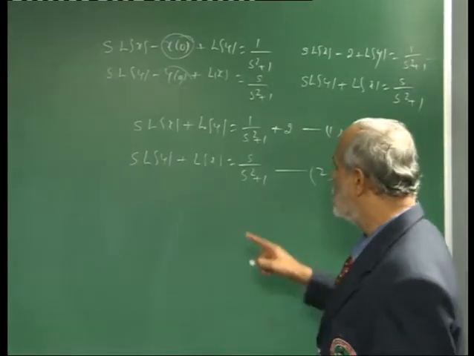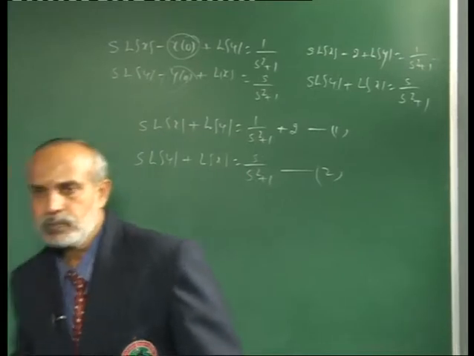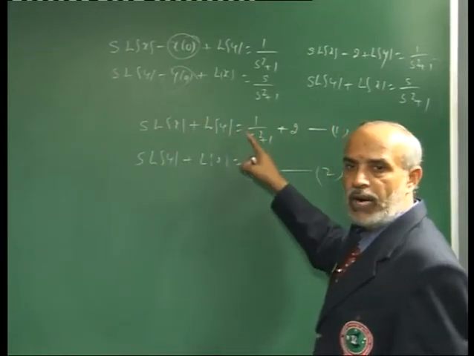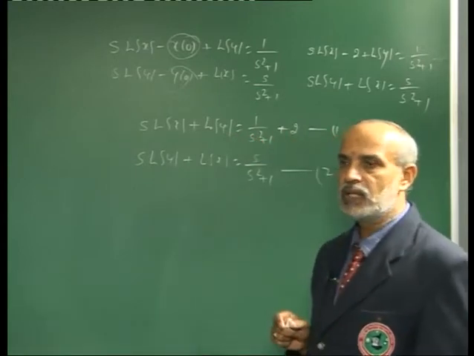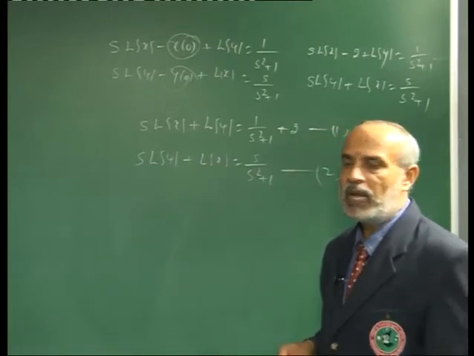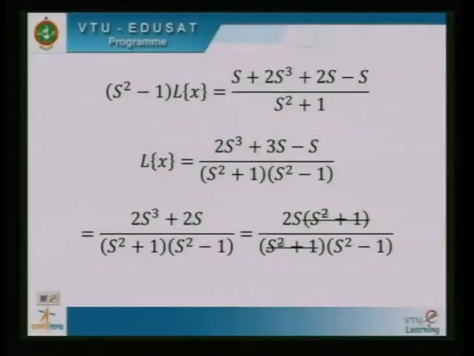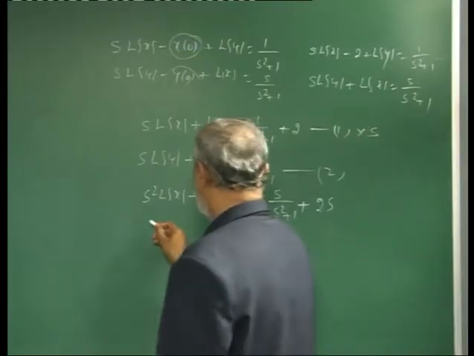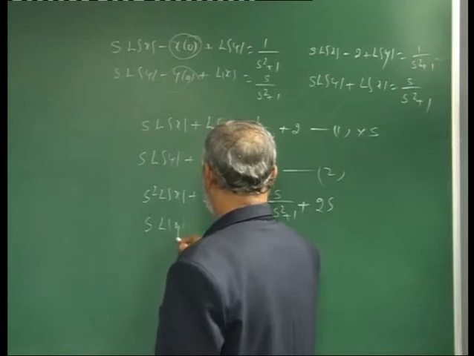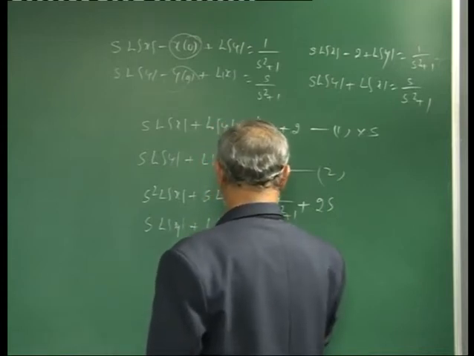Here we have s times L of x plus L of y equal to 1 divided by s squared plus 1 plus 2, and s times L of y plus L of x equal to s divided by s squared plus 1. Now you can eliminate either L of x or L of y. Let us eliminate L of y. Here, since s is there, multiply the first equation by s. What do you get? s squared L of x plus s times L of y is equal to s divided by s squared plus 1 plus 2s. The second equation you write as it is: s times L of y plus L of x is equal to s divided by s squared plus 1.